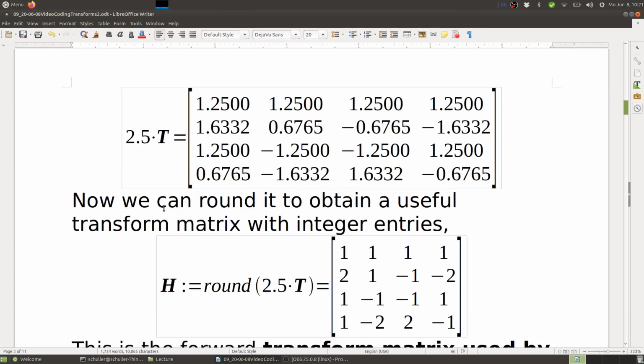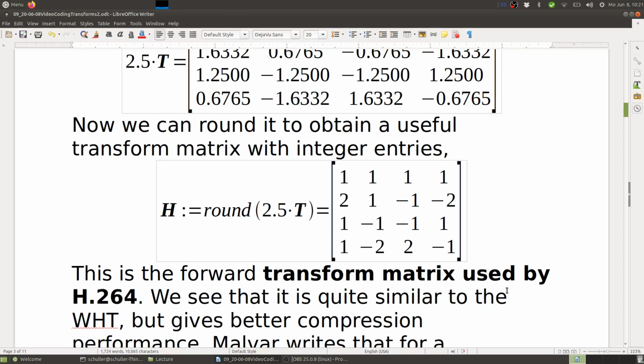The next step to obtain an integer implementation is to round it to obtain a useful transform matrix with integer entries. This is what we have here in the next row. So now we apply the rounding function, and this is the matrix that results. Here you can see the 1.25 turns into a 1. The 1.6 turns into a 2, and so on. So now we have a very simple matrix, just containing the numbers 1 and 2, and minus 1 and minus 2. So this can be represented with very few bits.